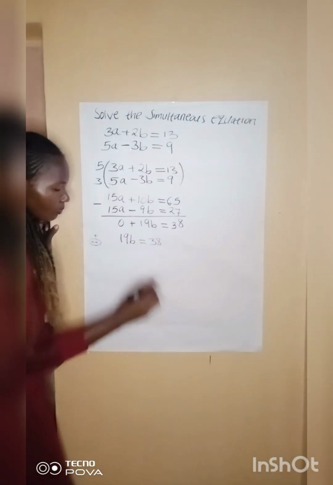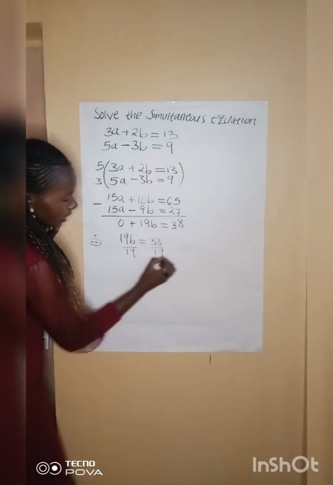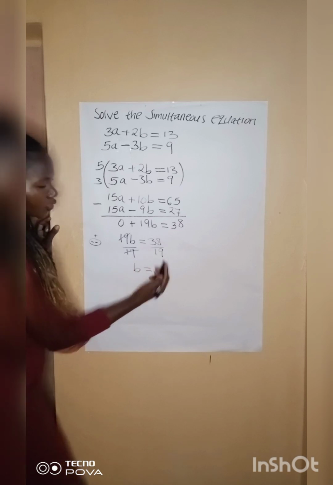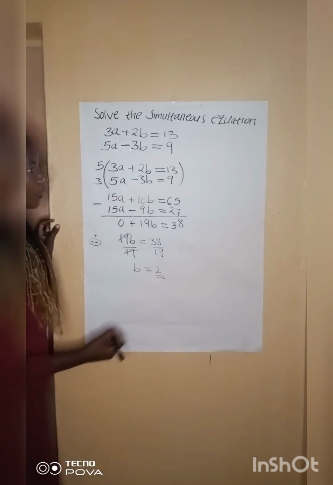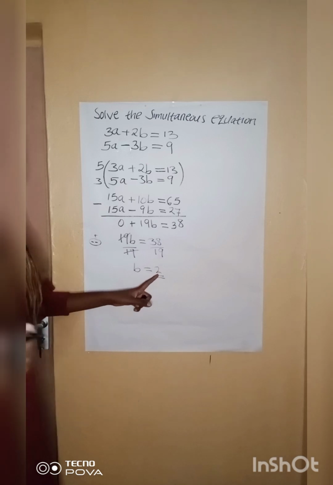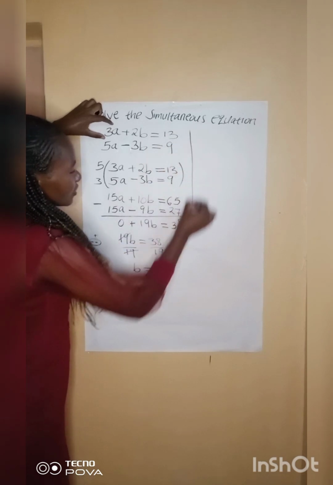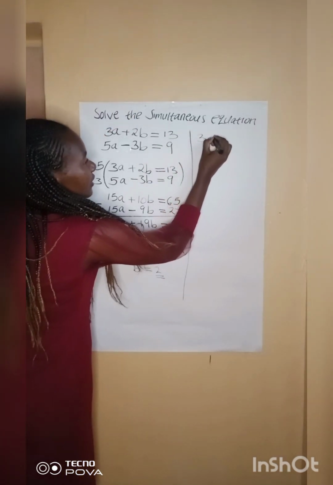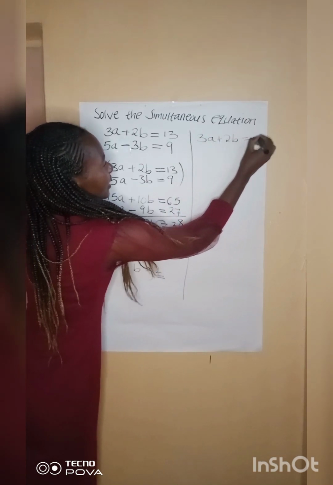To get the value of B, I divide this side by 19. I divide this side by 19. And the value of B will be equal to 38 divided by 19, which is 2. Now, I have the value of B. With this value, I can get the value of A. So I'll just go back here and pick one of the equations. I'll pick the first one, which is 3a plus 2b equals 13.